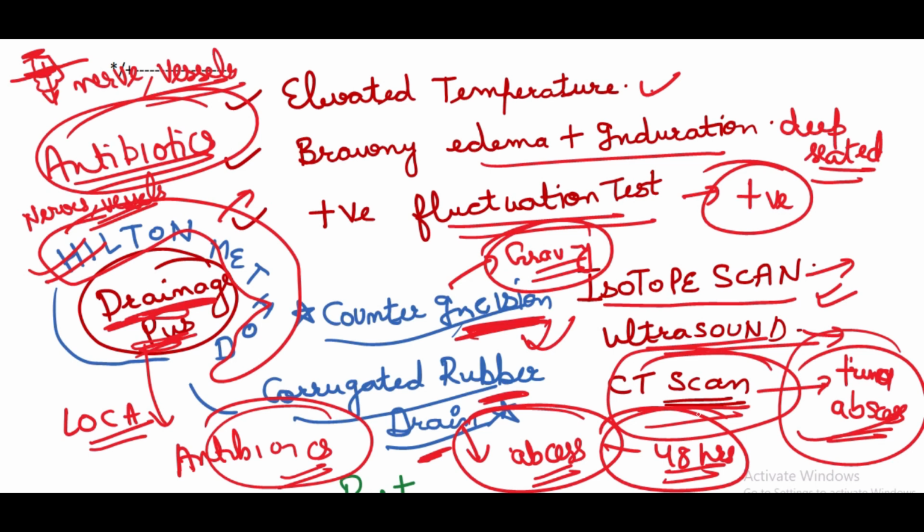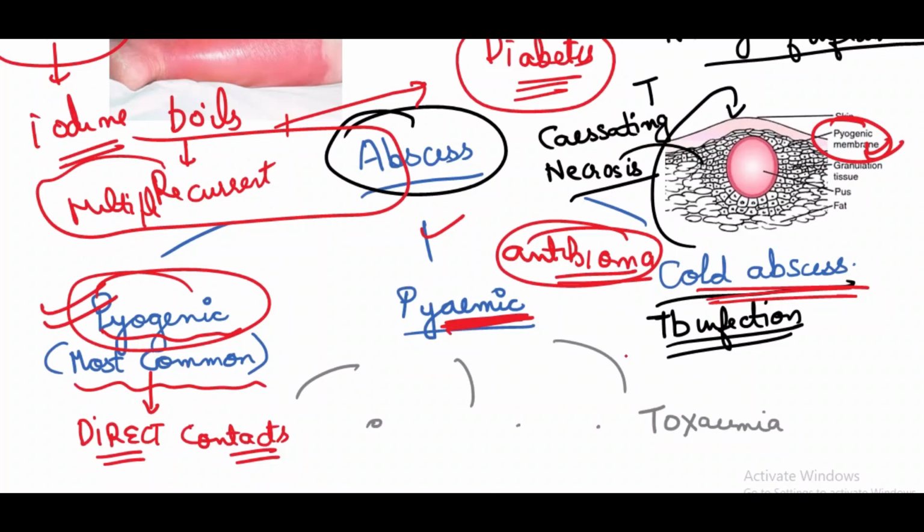Antibiotic can be given, based on the culture and sensitivity test, and dressings can be given repeatedly after 48 hours. Apart from that, multivitamins can be given like vitamin C that helps you in healing wound, and vitamin B complex can be given. Now the other type is the pyemic abscess.